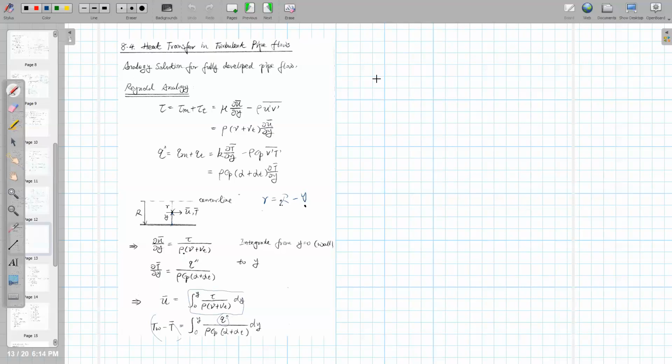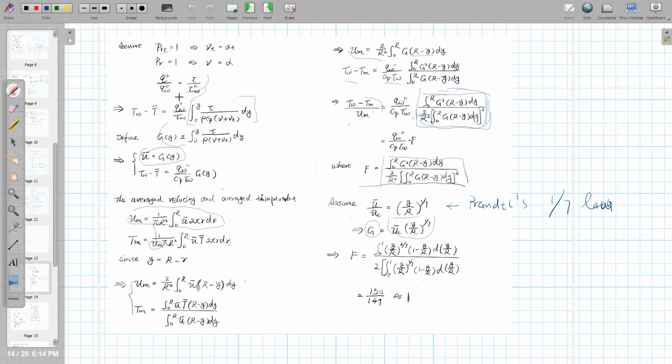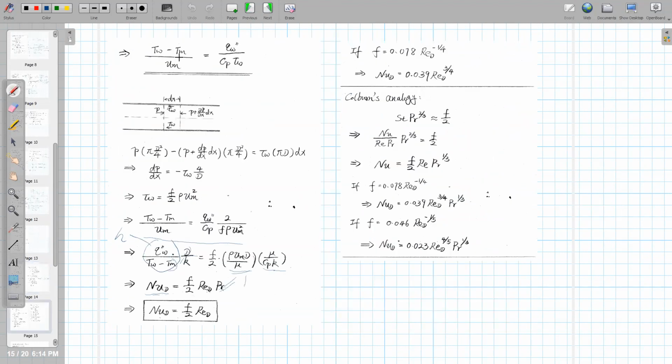This Reynolds analogy didn't consider any fluid difference, because we consider the Prandtl number equal to 1. But we know that for different fluids, we have different Prandtl numbers. So the textbook gives a more accurate analogy. They call it the Colburn analogy, similar to the Colburn analogy we use for external flow. It's also an empirical correlation.